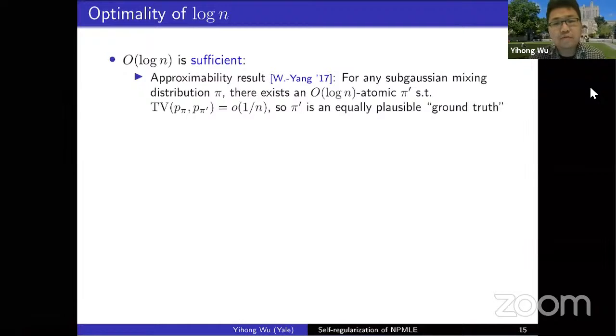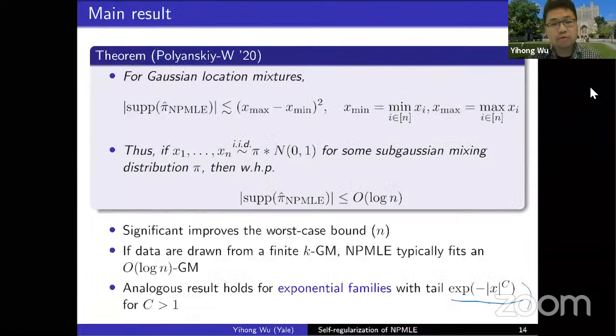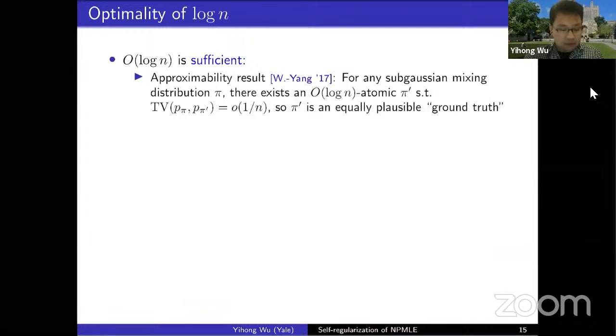So regarding the optimality of these results, the log n is actually not possible to improve. It's not possible to replace log n here by anything of smaller order. First, let me convince you that log n is the correct model size, in the sense that it's sufficient to consider an estimator with at most on the order of log n components. This is because you can approximate any mixture density where the mixing distribution is sub-Gaussian using log n components.